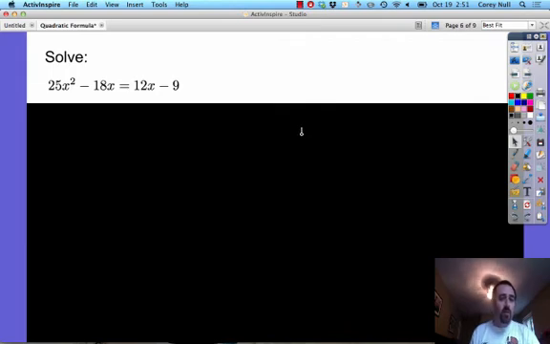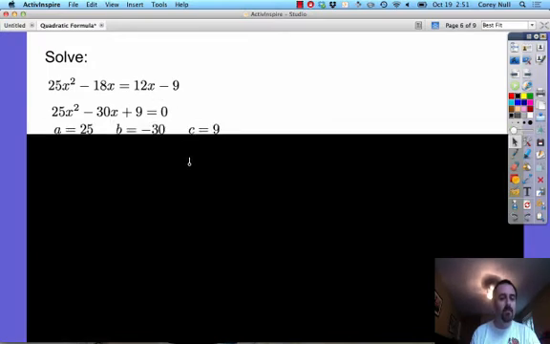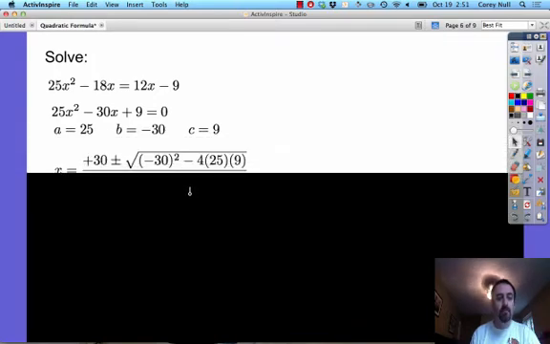Let's look at another example. We're going to solve this equation, which is quadratic, but it's not in the right form yet, so I have to set it so that I have everything on the left and 0 on the right. That's going to be simplified there. If I subtract 12x from both sides, I get negative 30. If I add 9 to both sides, I get plus 9. So my a is 25, my b is negative 30, and my c is 9.